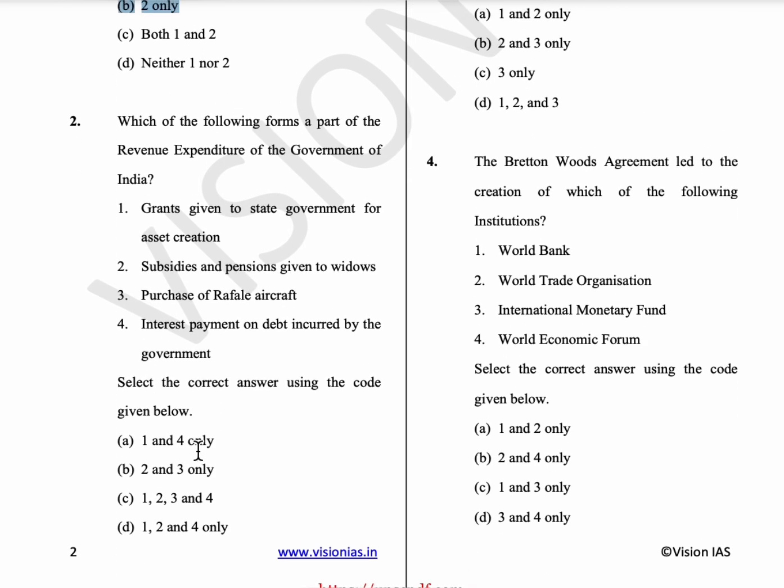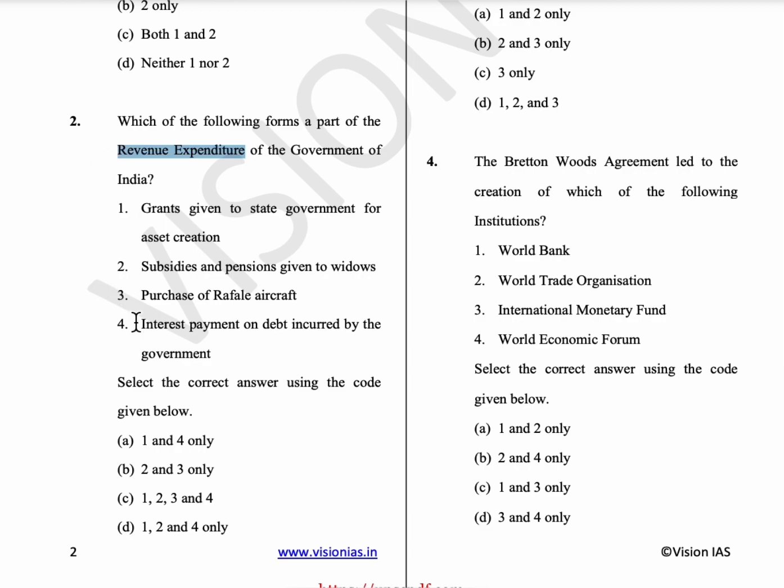Second question, which of the following forms a part of revenue expenditure of the government of India? Generally the budget is divided into revenue receipts and revenue expenditure. Revenue receipts deal with tax revenue, investments made by the government, fees, etc. So revenue receipts means the income the government gets. Now coming to revenue expenditure: it means the expenses for the normal functioning of the government, grants to the state governments, pensions and subsidies, salaries and interest payments. All these are revenue expenditures.